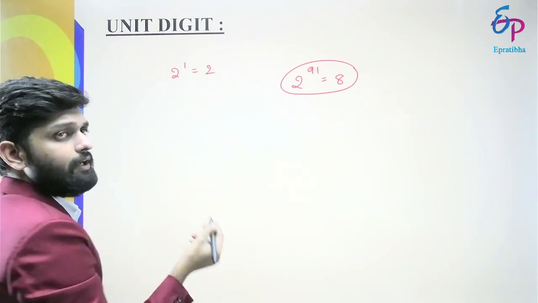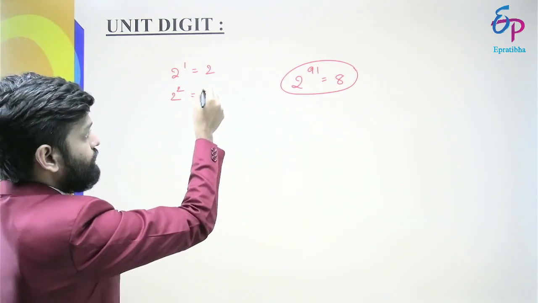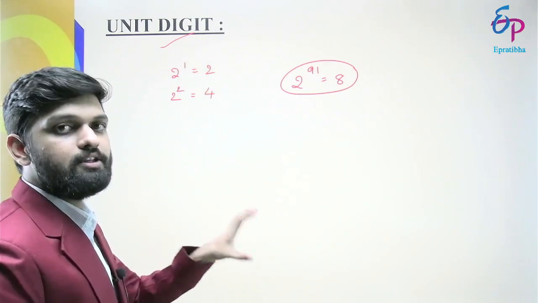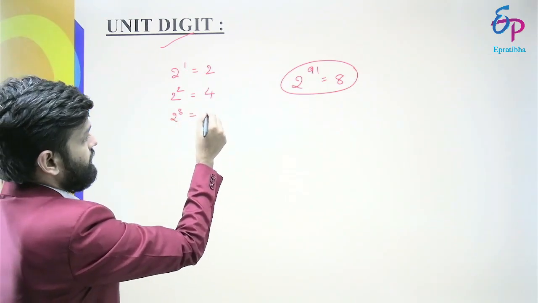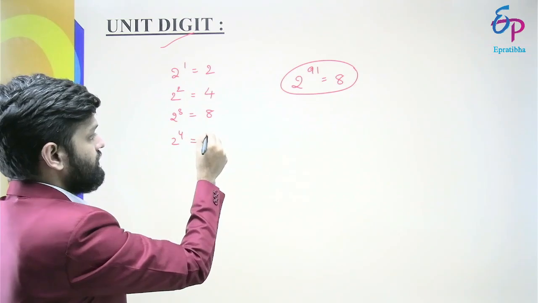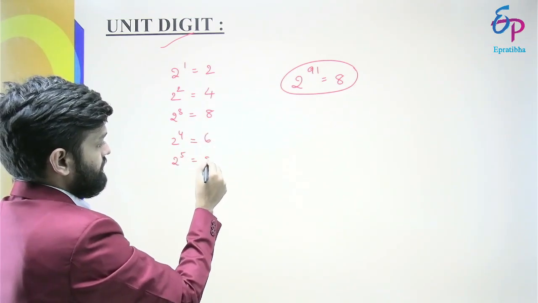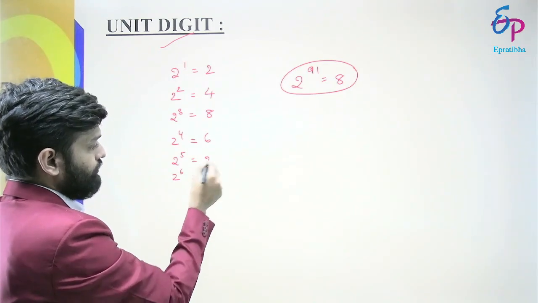Now what is 2 power 1? 2 power 1 is 2, right? What is 2 square? 2 square is 4. I only want the unit digit. We will discuss only the unit digit in this particular subchapter. Now what is 2 power 3? It is 8. 2 power 4 is 16, but the unit digit is 6. 2 power 5 is 32, so it is 2.